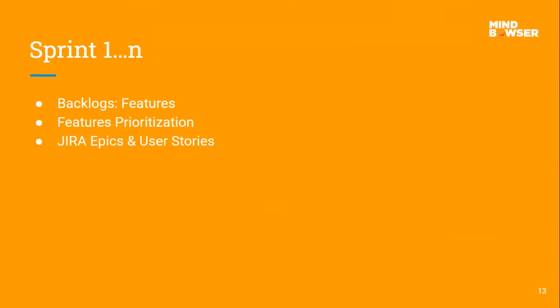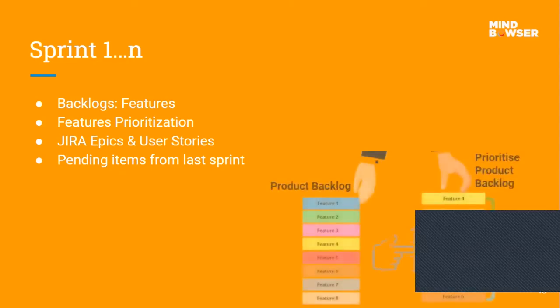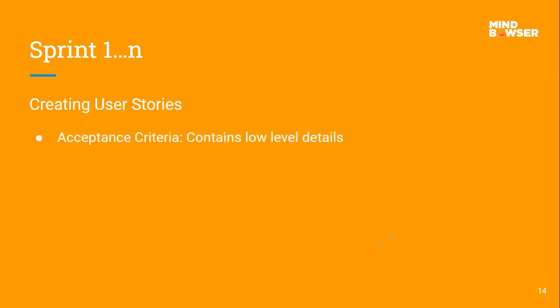But here I have some pro tips from what we have been doing. We also include some pending items if we are in another sprint. So the first thing we do is create user stories. Everybody must be doing this, whoever is following Scrum or a sprint method. We try to write acceptance criteria at a very low level.